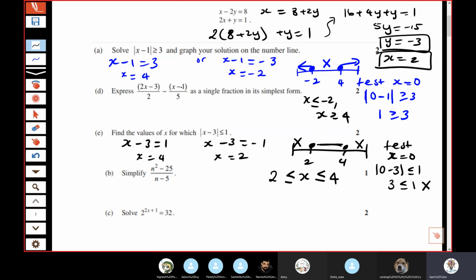With D, we cross multiply and have a common denominator, right? So the answer is just going to be 5 times 2, 10x minus 15 minus 2x, which is plus 2 on 10. 2 times x, 2 times negative 1, but there's a negative in front as well, so that should become positive 2. Final answer, 8x, take away 13 on 10.